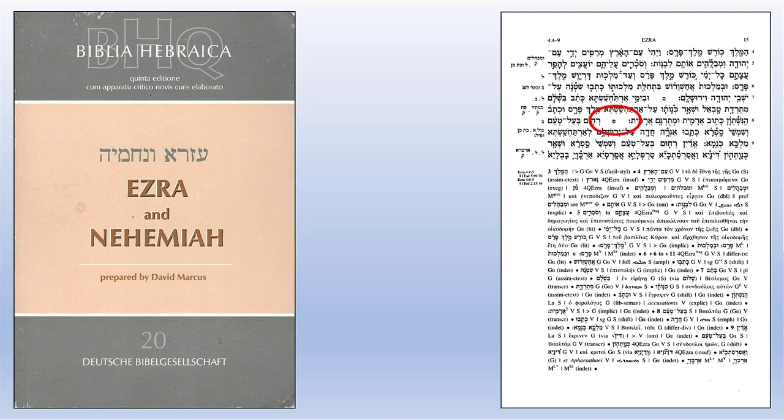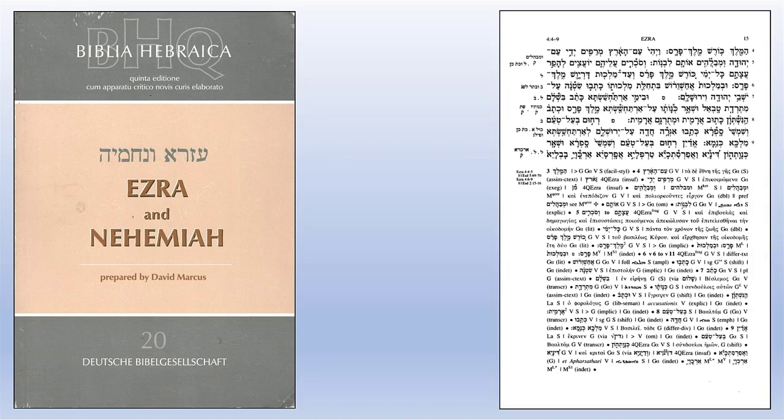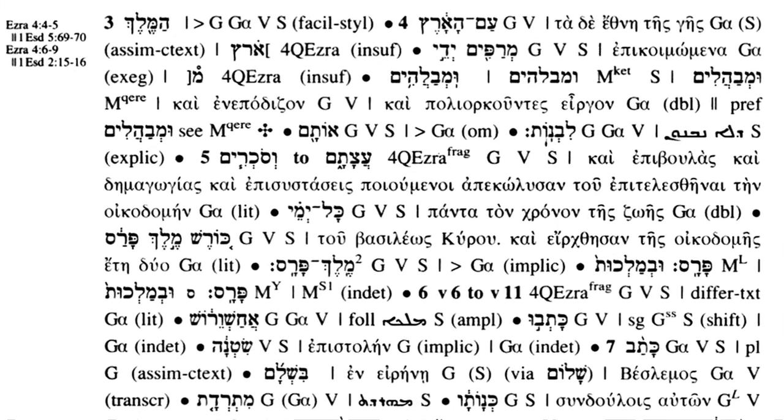But you also notice there is a lot more in terms of notes on the bottom of the page. So let's take a look at it. One of the first things we notice is that David Marcus has provided this parallel text information. So Ezra 4:8 is part of the text that has a parallel in 1 Esdras 2:15 to 16. So that's good to know. We could compare with the Septuagint text at that point.